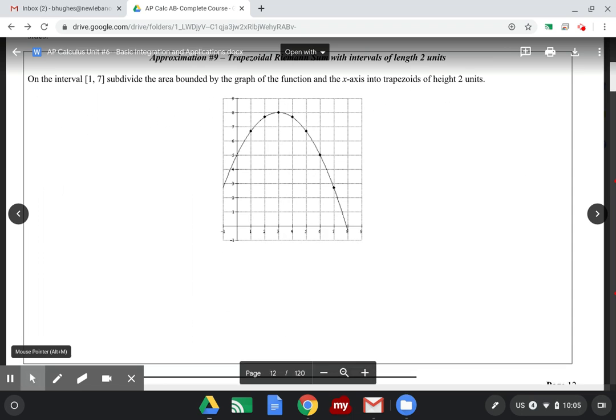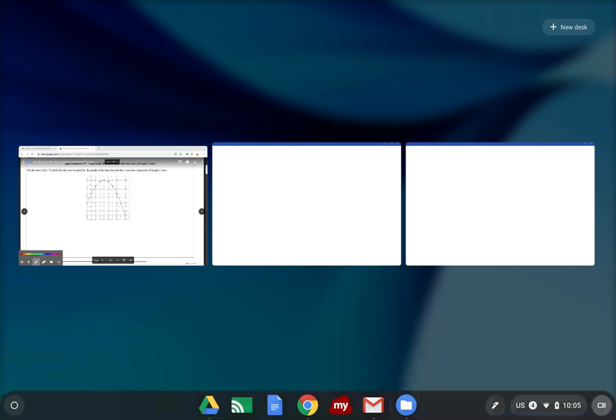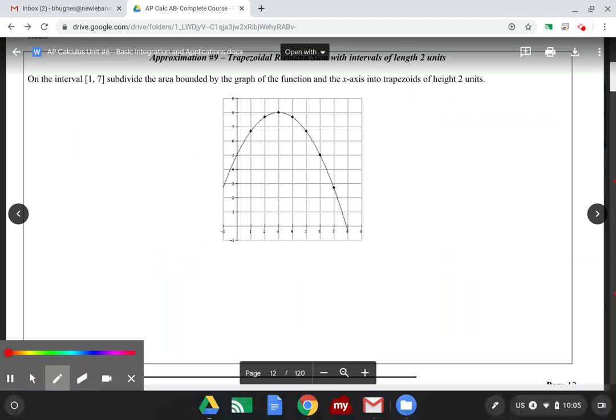All right, so this one right here, we are drawing our trapezoids with a height of 2 units. So from 1 to 3, that would be the height of your trapezoid. So I'm just going all the way up to our function value right there, all the way up to our function value right there. There's the bottom of our rectangle. And I just connect and make a straight line.